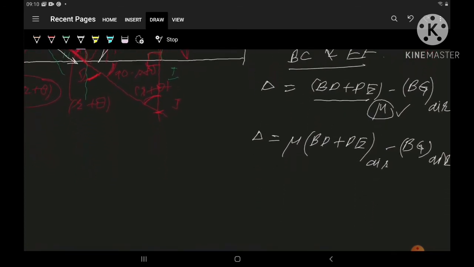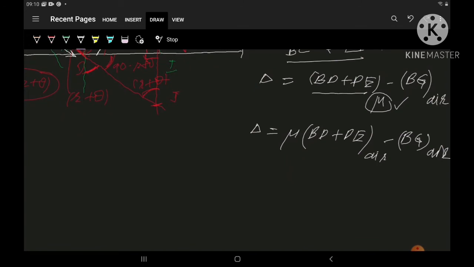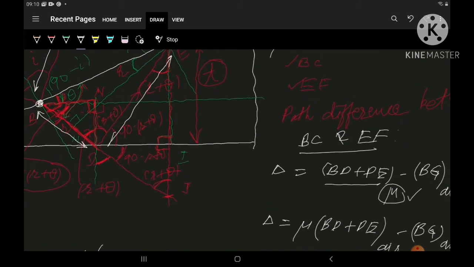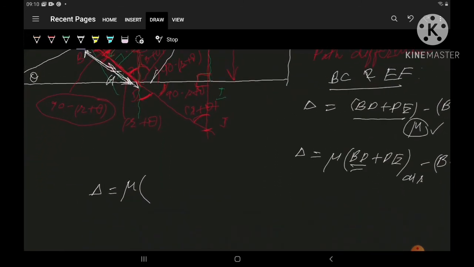So now let us find their values. Then we can write delta is equals to mu times, in brackets, BD. From this figure, look here beta, BD may be written as BH plus HD, having two distances BH plus HD, and so here BD may be written as BH plus HD, plus DE.